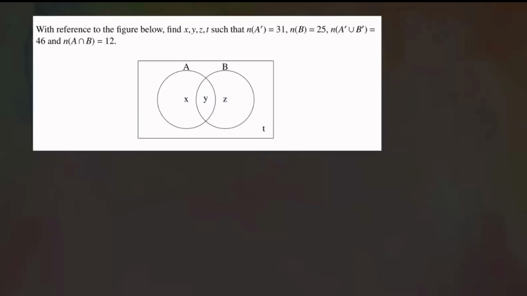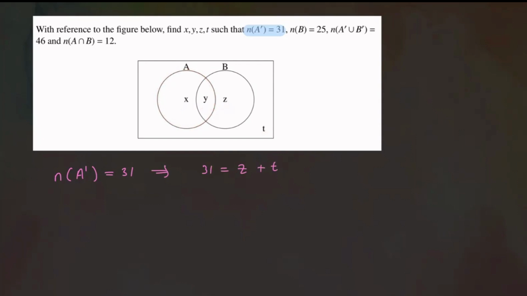So you're given that the number of elements in A complement, so that prime means complement, and n means the number of elements in that set. So the number of elements in A complement is given to be 31. But what do we mean by a complement? A complement means everything that is not in A. So A is represented by X and Y. So A complement will be Z and T. So we're going to go ahead and create an equation. So we know 31 has to be the sum of Z and T.